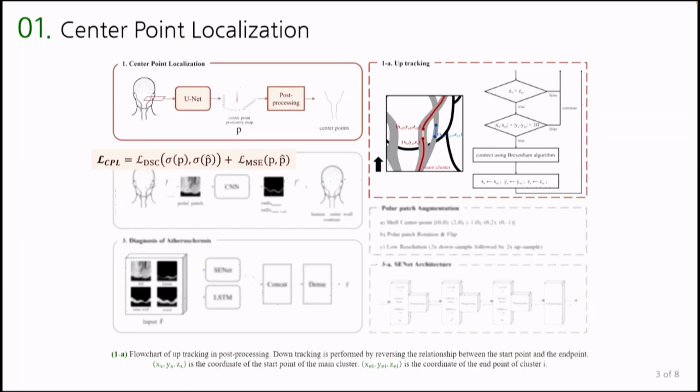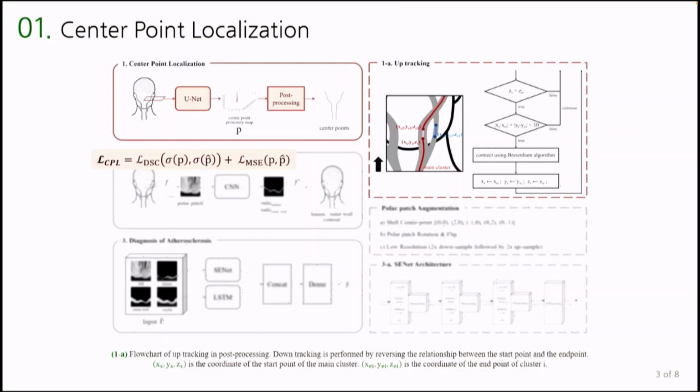The center point is obtained by extracting the peak from the proximity map, and post-processing is performed to refine the center point. Clustering is performed between candidate center points with an error distance of 10 pixels or less. Then clusters are merged through up and down tracking, starting with the cluster with the most points.